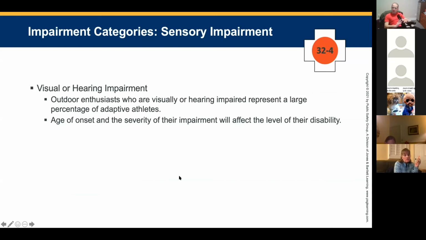And then we have sensory impairment, which includes visual or hearing impairment. Outdoor enthusiasts who are visually or hearing impaired represent a large percentage of adaptive athletes. The age of onset can occur at any age, and it will also affect the level of their disability. In fact, in the past we've had many patrollers who have trouble hearing. And this seems to be very common as individuals age, having that hearing impairment.